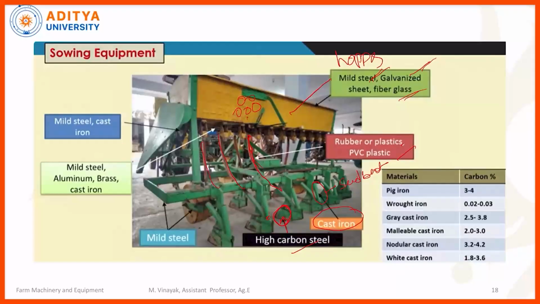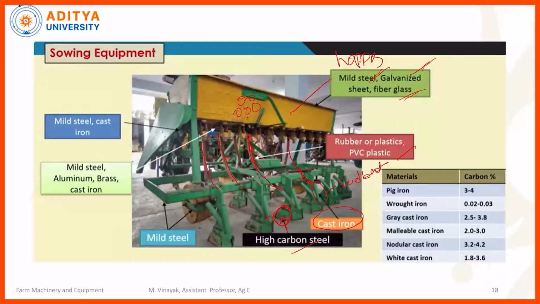So this component is made up of cast iron. This one is the intermediate section between the furrow opener and the seed conveying tube. This seed conveying tube can interact with the seed boat.